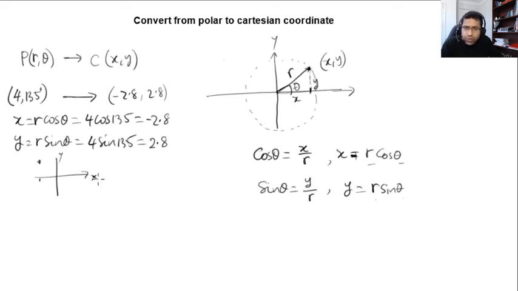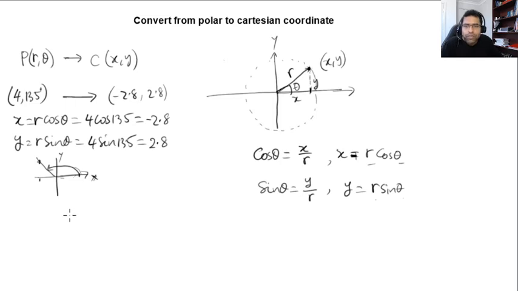Now also if you look at the polar coordinate, positive 4 and 135 degrees, it's there. If it creates 135 degrees in the anti-clockwise direction, then we reach that point. So that's true, that is the correct answer, so we can check it like that.